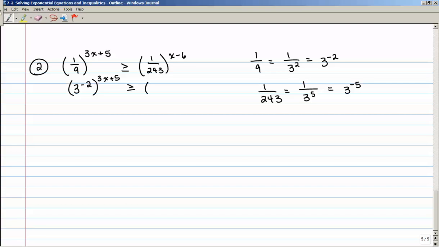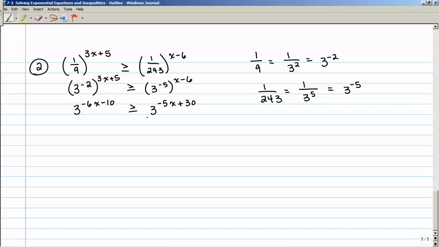So I'm going to rewrite this as 3 to the -5th times x minus 6. Let's get rid of those parentheses. Multiply the exponent inside times the expression outside. So this is going to be 3 to the -6x minus 10, which is greater than or equal to 3 to the -5x plus 30. And I just multiplied the exponent inside with the expression that was in the exponent outside.